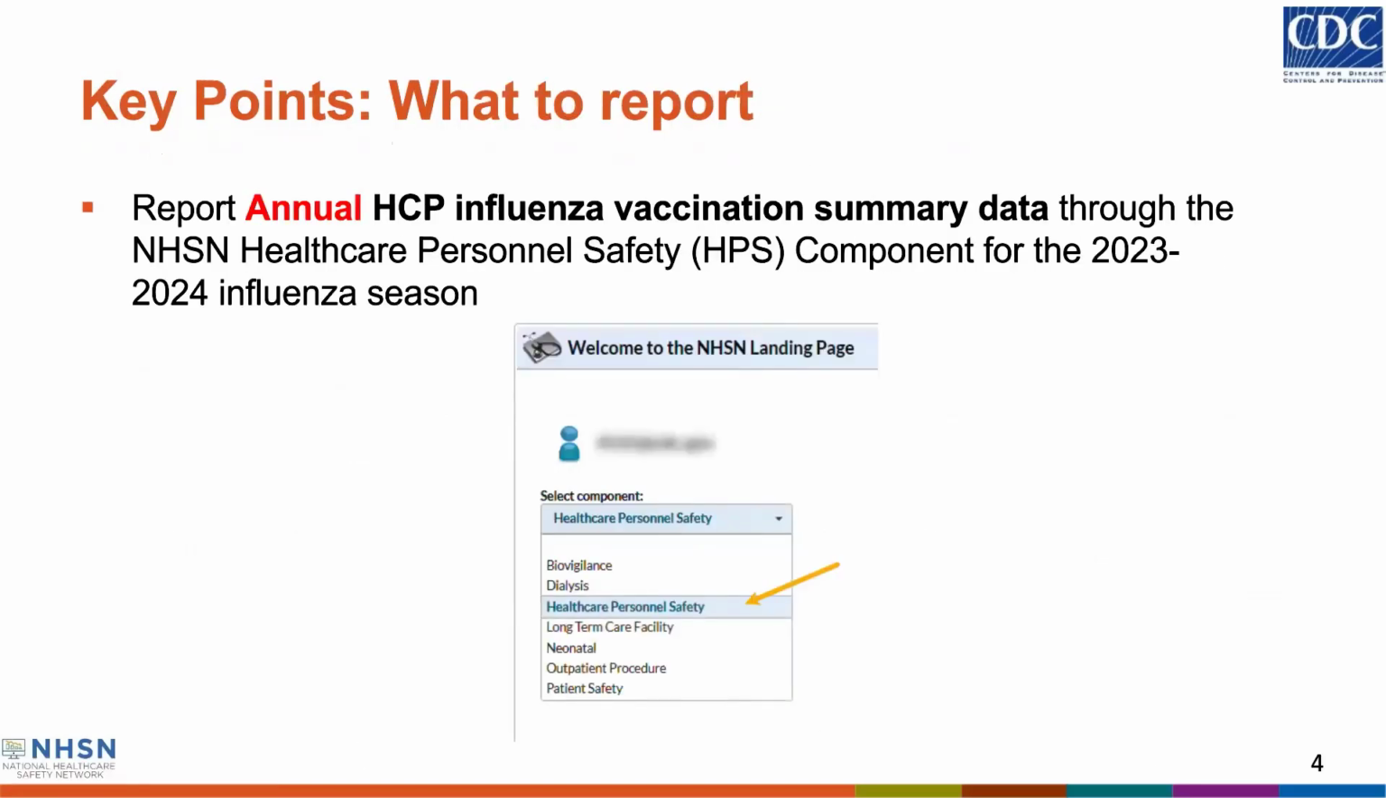Beginning with the 2023-2024 influenza season, facilities will need to report annual healthcare personnel influenza vaccination summary data. These data are reported through the NHSN Healthcare Personnel Safety Component in NHSN. Please note that reporting weekly flu data does not satisfy the CMS requirement.